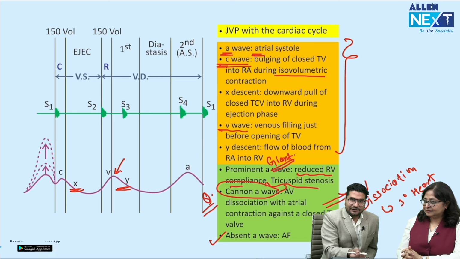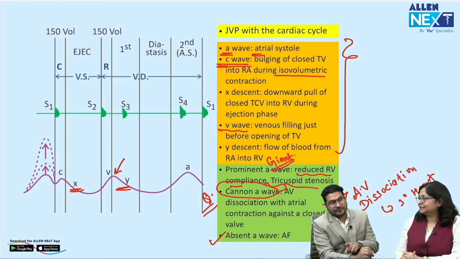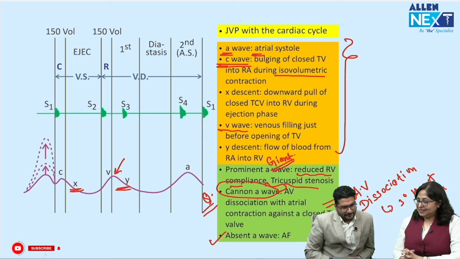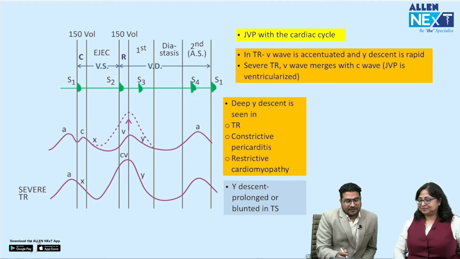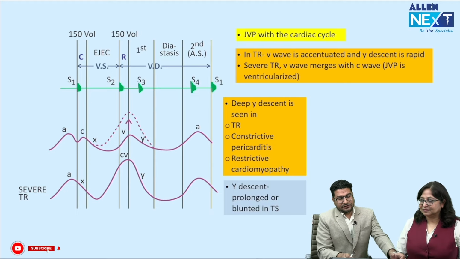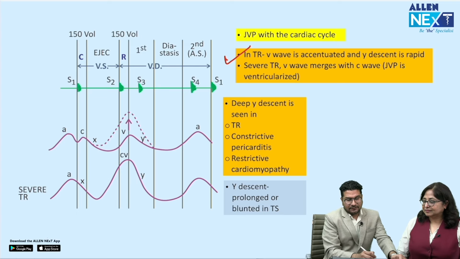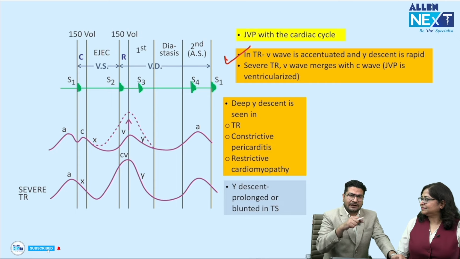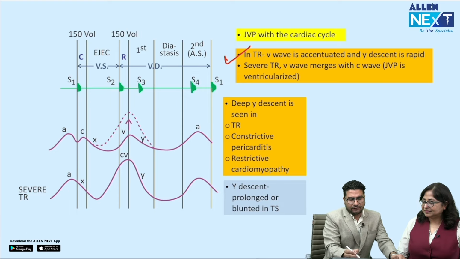And already we have discussed the absent A wave. Remember, absent P wave in ECG and absent A wave in JVP are both a feature of atrial fibrillation. So this is as far as our JVP is concerned. Sorry, we had to discuss the deep Y descent. Sometimes they ask a question like, what are the JVP changes we see in a patient of TR? In tricuspid regurgitation, the JVP will look like a ventricularization of JVP, like an impulse pulse waveform.